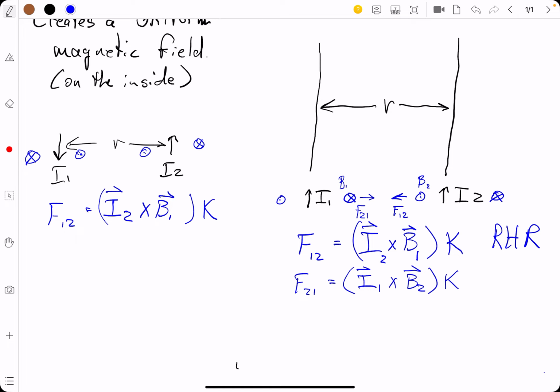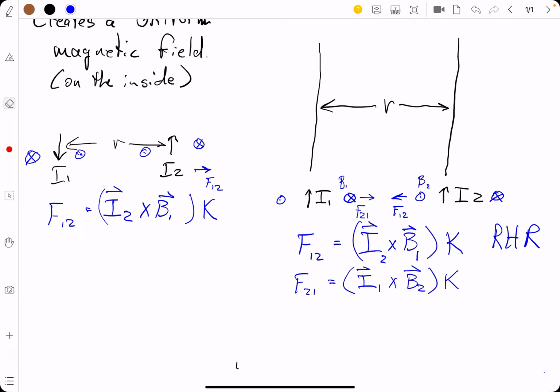So we've got F1, 2. So this is the force of 1 onto 2. All right. So what's that force F1, 2? Is it going to be this direction or is it going to be this direction? I don't know. Let's find out. So we do F1, 2. I put my fingers along I2. I'm going to cross them to B1. All right. So that's toward us. And lo and behold, we get that the force is pointing to the right.